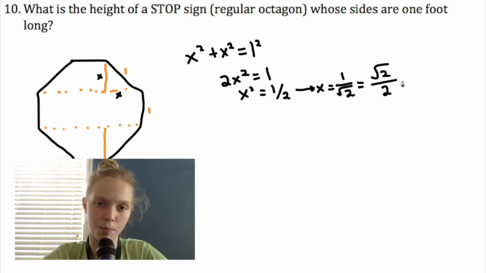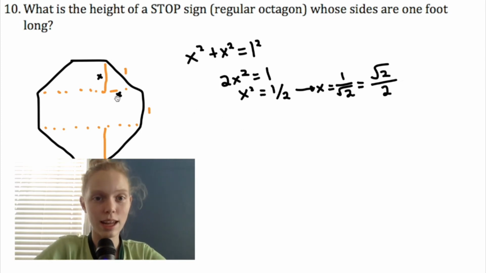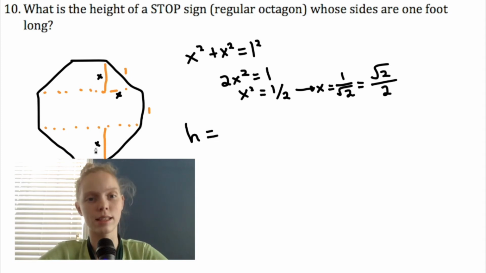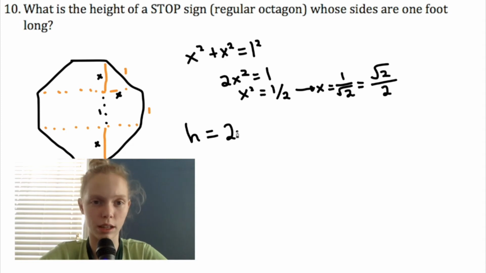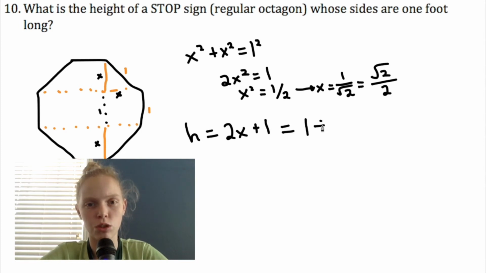Returning to the diagram, we're going to see that the height is equal to x plus x at the bottom, plus that middle section, which is equal to the side length, which is equal to 1. So h is going to be equal to 2x plus 1, which is equal to 1 plus the square root of 2, which is our answer.